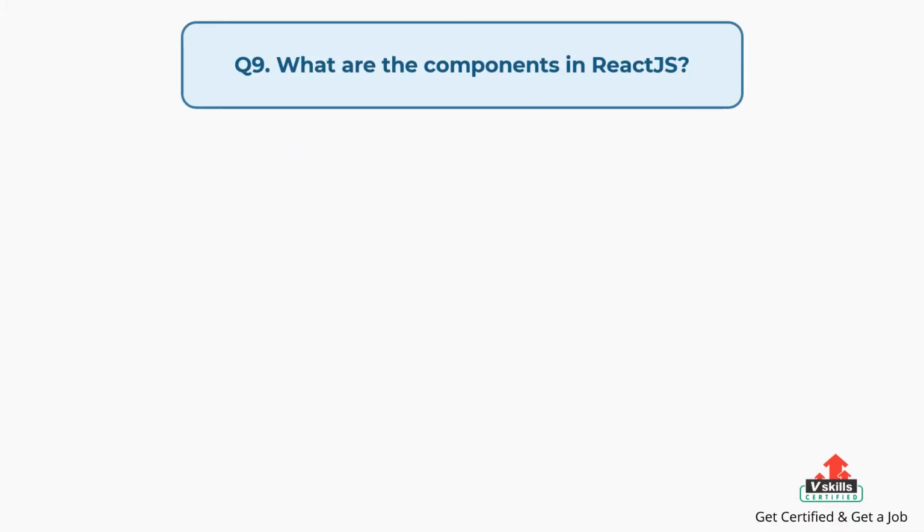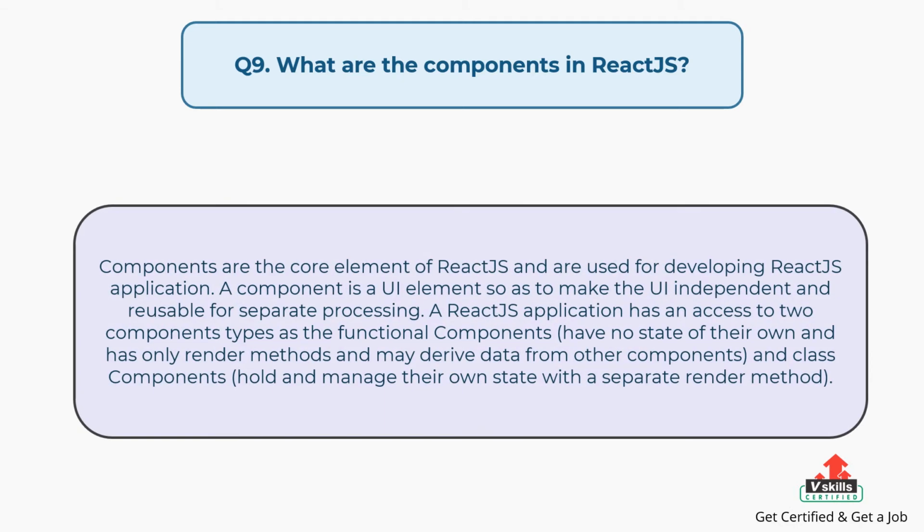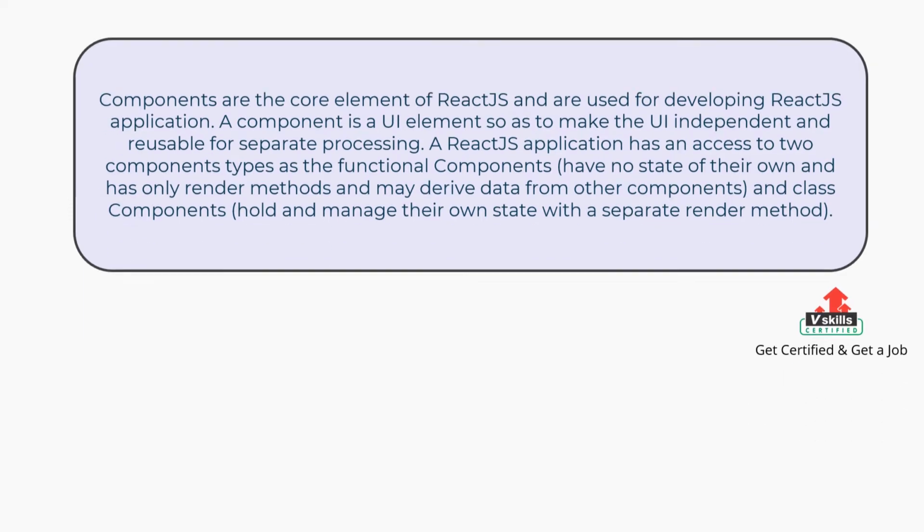Question number 9. What are the components in ReactJS? The answer is, components are the core element of ReactJS and are used for developing ReactJS application. A component is a UI element so as to make the UI independent and reusable for separate processing. A ReactJS application has access to two component types as the functional components have no state of their own and have only render methods and may derive data from other components, and class components hold and manage their own state with a separate render method.